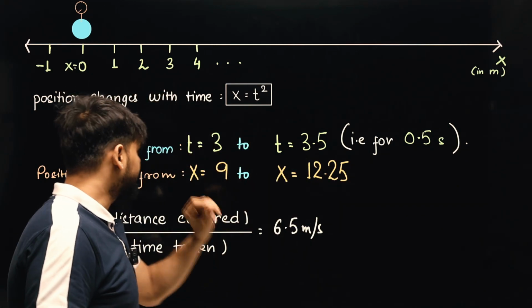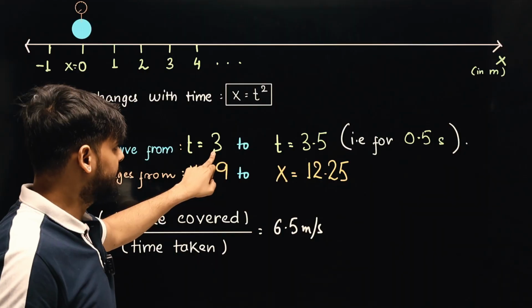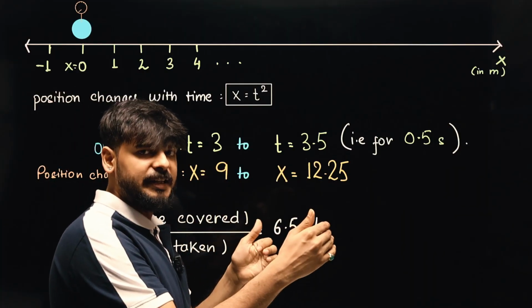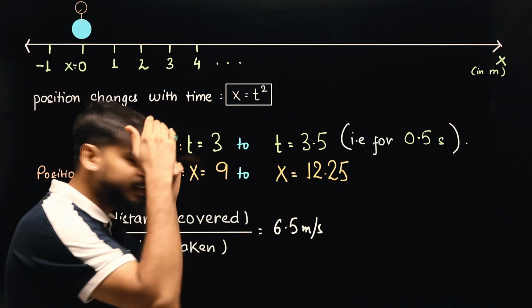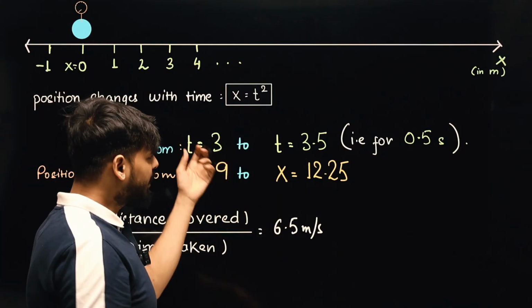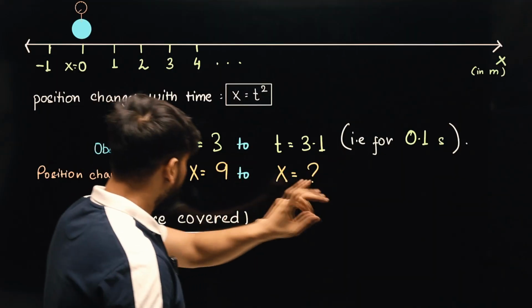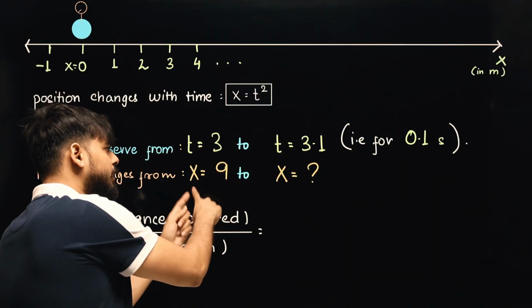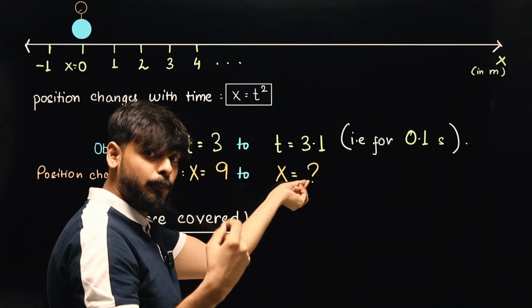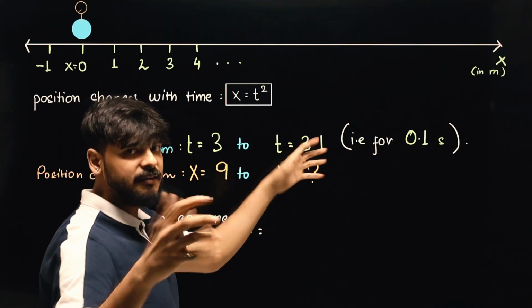So to find the answer for what is the speed at the third second, for how long should I observe the body? I must observe the body for an even shorter interval of time. What if I took just 0.1 seconds? So when we observe from t equal to 3 to 3.1, the body would move from x equals 9 to x equals 9.61. The square of 3.1 is 9.61.